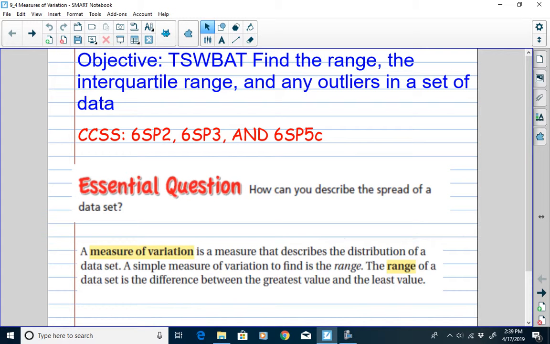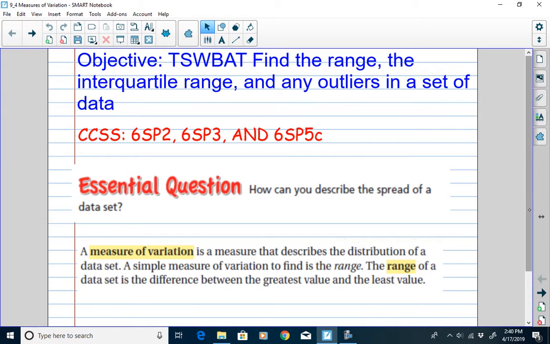Our lesson today is to be able to find the range, the interquartile range, and any outliers in a set of data. The standards we're going to use today are 6SP2, 6SP3, and 6SP5C. The essential question: how can you describe the spread of a data set?